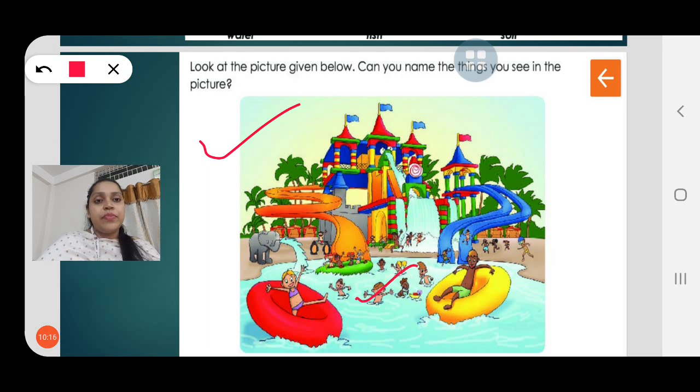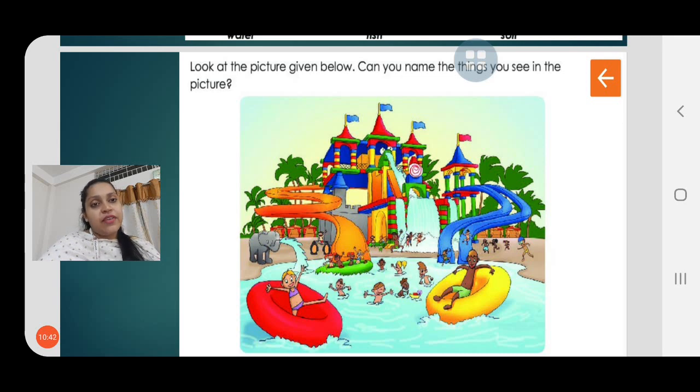You see people, then you see water boats are there, then water is there, children, an elephant is there, trees are there, then sky is there, children, then roller coaster is there, then children, flags are there, so many things are there, isn't it, children? So can you name these things? Yes, those who can name the things, very good.